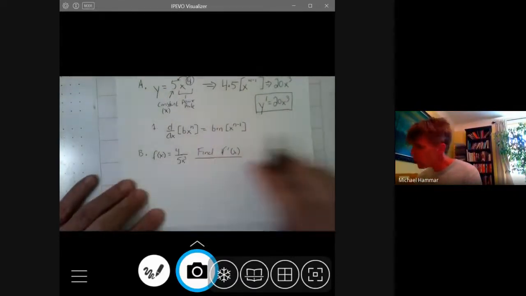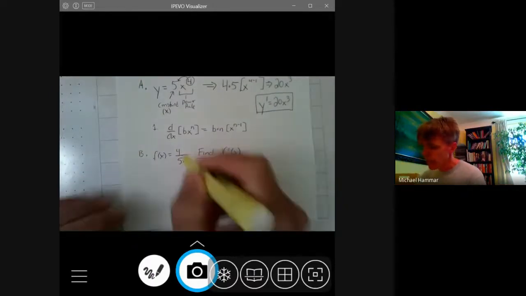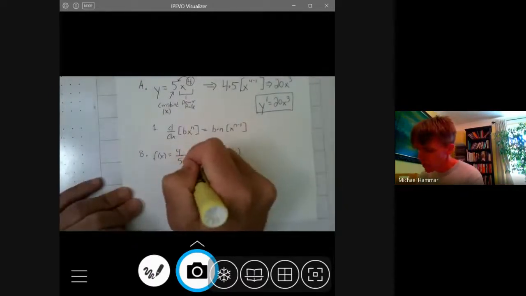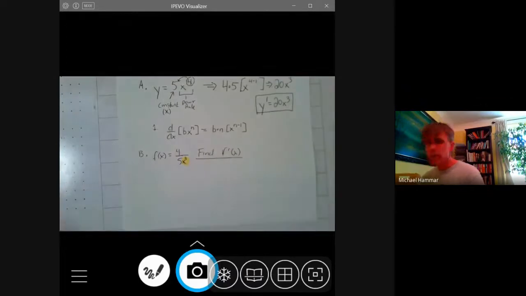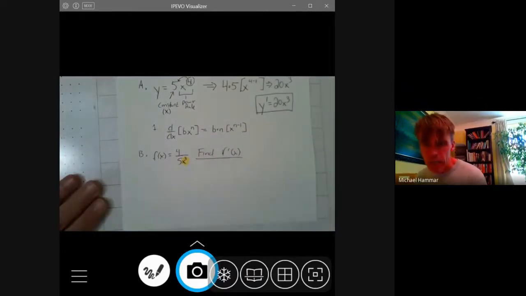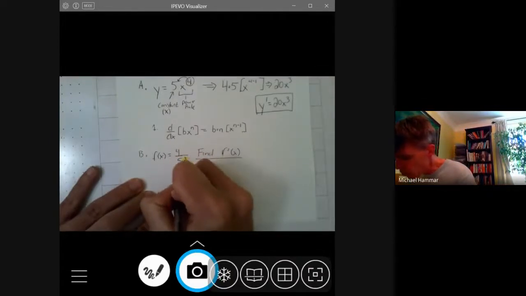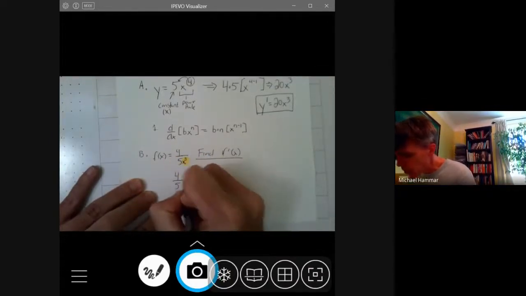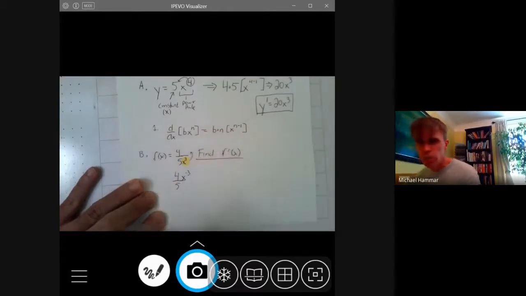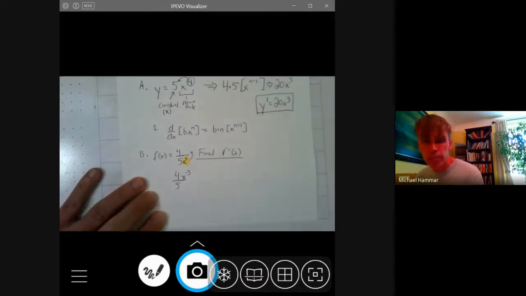So first thing you should notice is that the power rule doesn't work when the x to the third is in the denominator of a fraction. So we need to move that up. So the first thing we're going to do is we're going to do 4/5, but we're going to move the x to the third up. Remember, anytime you move something with an exponent, you just change the sign. So if it's positive down there, it's going to be negative in the numerator.